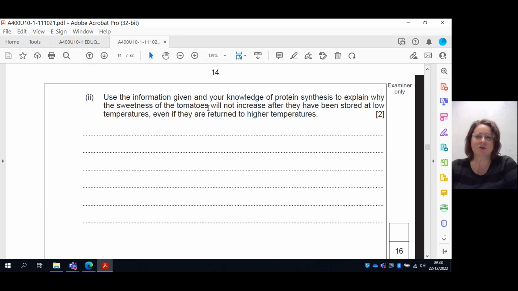So use the information given and your knowledge of protein synthesis. Explain why the sweetness of these tomatoes will not increase after they've been stored at low temperatures, even if afterwards the temperatures are higher. So this is part of this. You've got 2 marks. Part of this is your own knowledge. What do you know about protein synthesis?